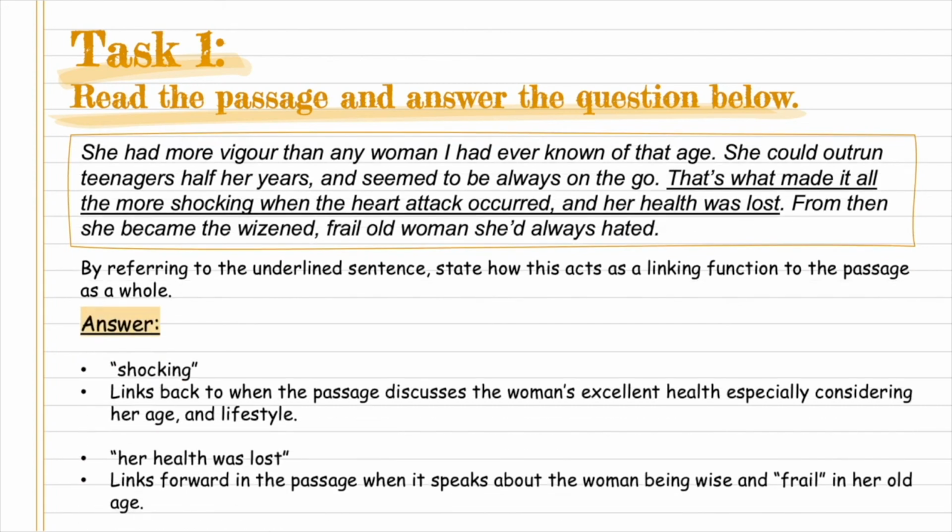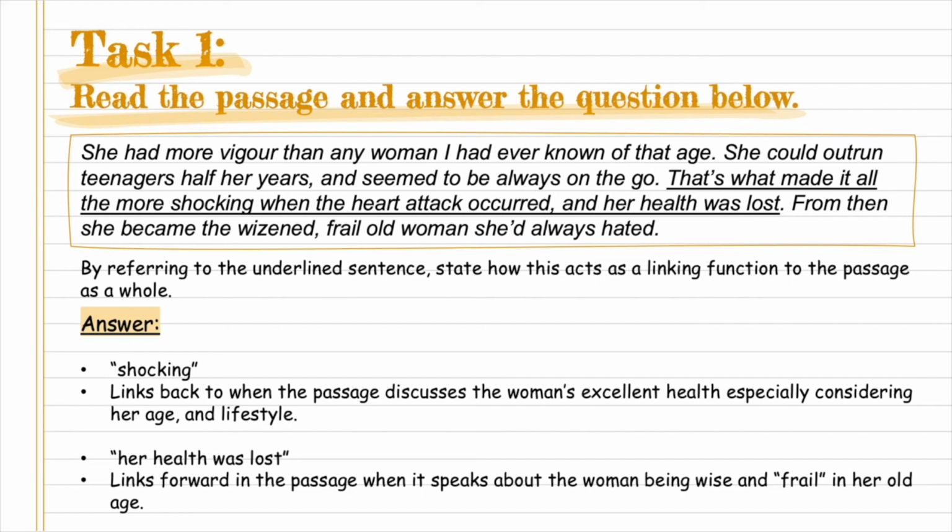So the first part of my answer says, shocking links back to the passage when it discusses the woman's excellent health, especially considering her age and lifestyle. Her health was lost links forward to the passage when it speaks about the woman being wizened and frail in her old age. You can pause there, have a look at your own answers, and mark accordingly. Well done if you managed to get 2 out of 2.